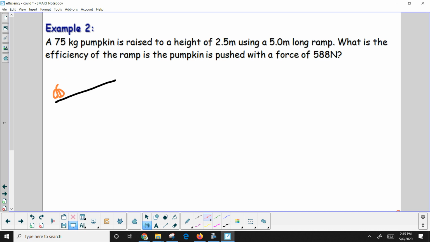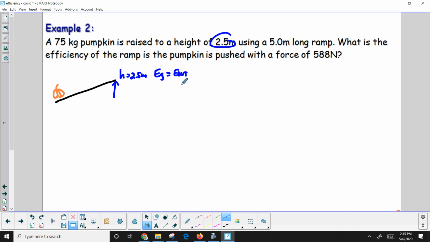And the pumpkin is being lifted upwards, so it's going to gain a height of 2.5 meters. That's the whole idea behind a ramp. You want to lift something up. So it's going to have a height of 2.5 meters, and it's going to gain gravitational potential energy. That's the whole purpose here. That's going to be my output energy.